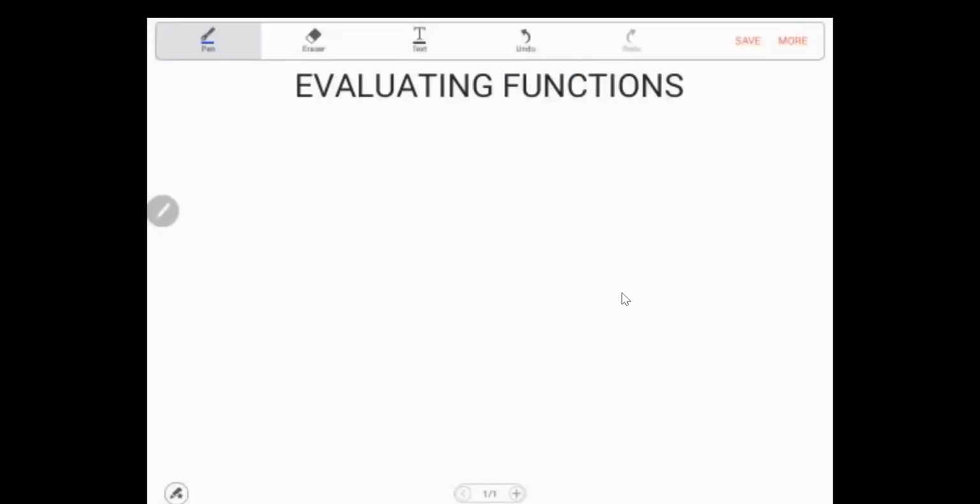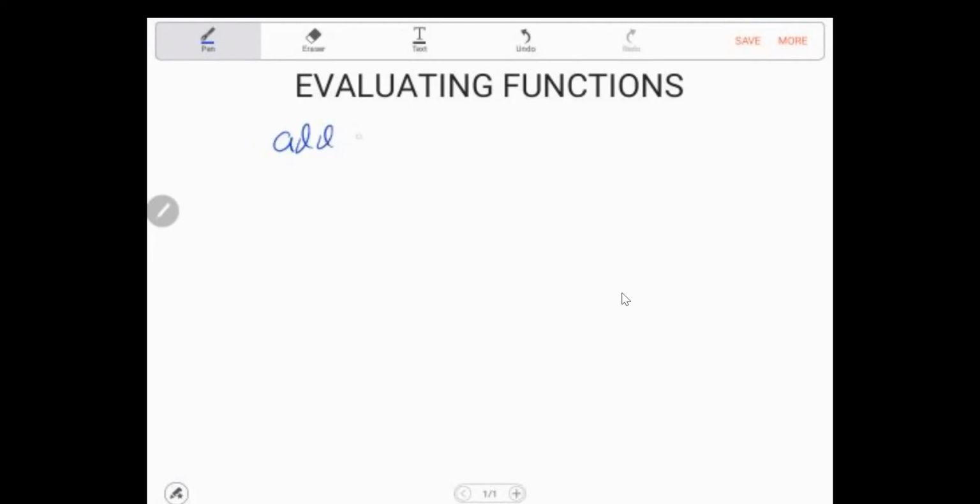It's a little video about evaluating functions, and then we're going to talk about composing functions. Evaluating functions, first off, what's a function? We write functions like this. So here's the idea of a function.